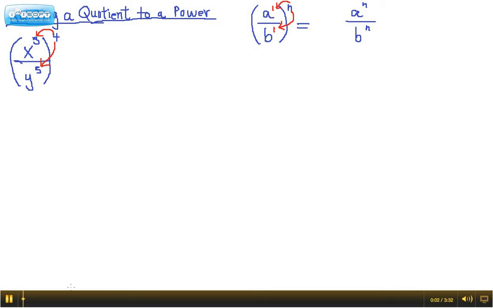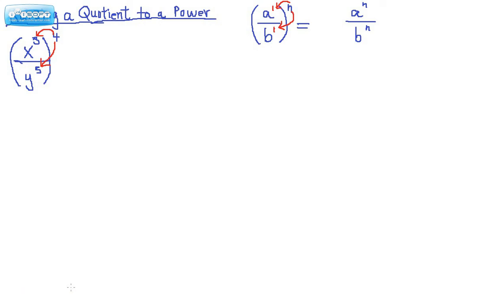Raising a quotient to a power. At the upper right, you see we have a over b in parentheses raised to the n power. Even though we don't see the exponents normally, if we see the letter a by itself, it has an understood exponent of 1. So does our b.